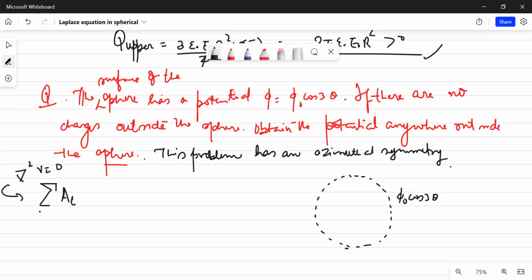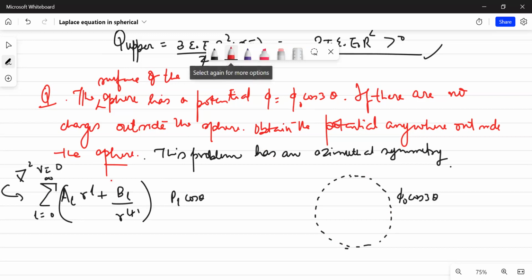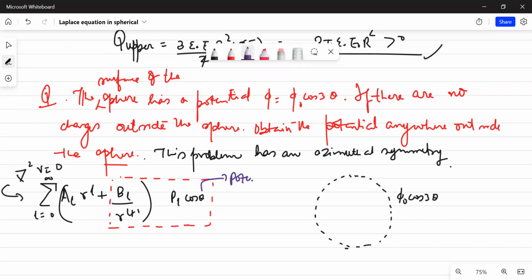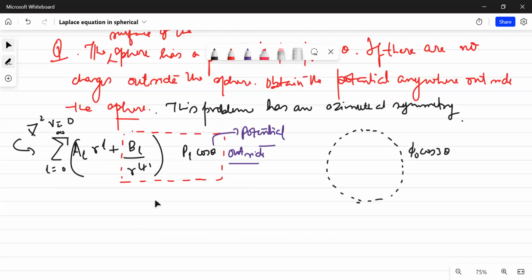You can say the solution to this, the potential anywhere in general, can be written this way. And we know that anywhere outside, the potential would be governed by this particular solution. This governs your potential anywhere outside.